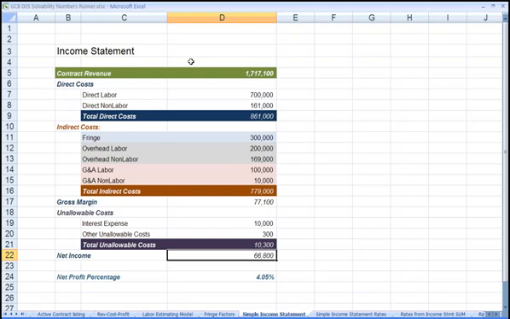The line for net income is your company profit. That's what they call the bottom line. In this example, it's the gross margin earned minus the unallowable cost.